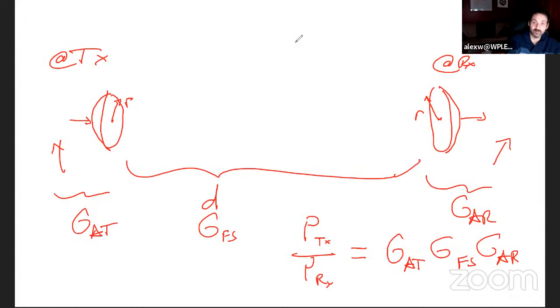But it's actually pretty important. Receive over transmit. Very, very important. Otherwise, you will have the inverse gain. So this is going to be equal to whatever the gain is. And we saw what that is for a parabolic antenna.